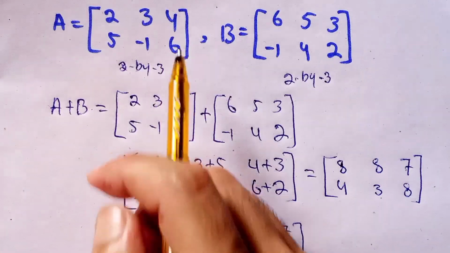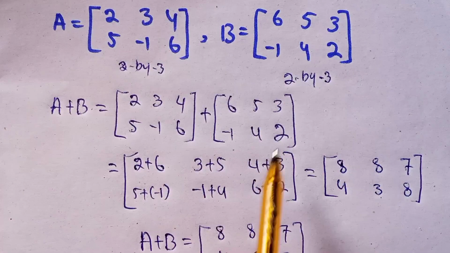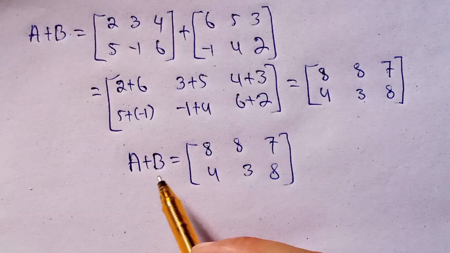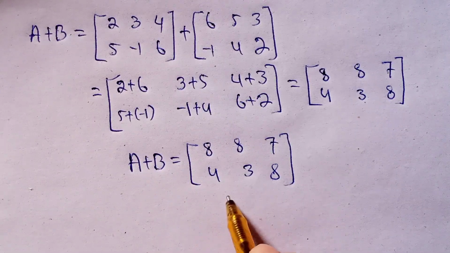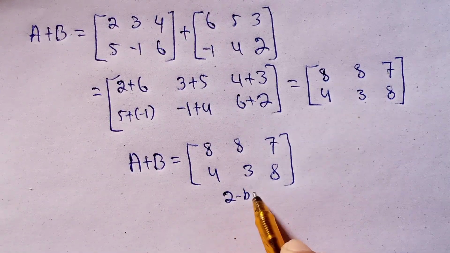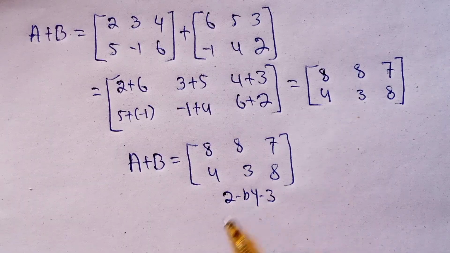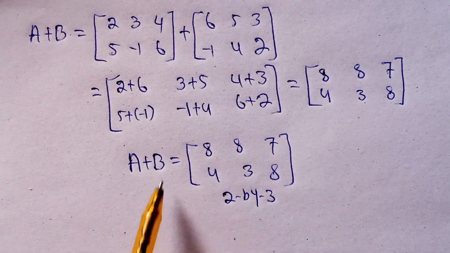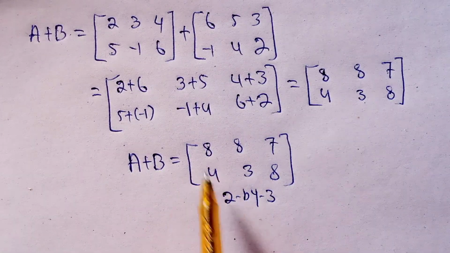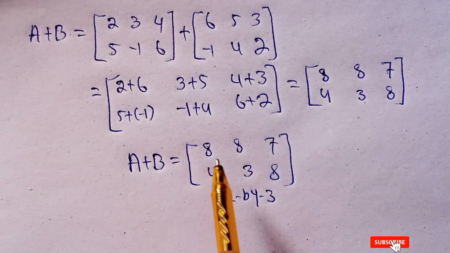Here, the order of these two matrices is 2 by 3. So the order of the matrix A plus B will also be 2 by 3. Right, so this is the addition of the two matrices. So you can follow this method and add two matrices.